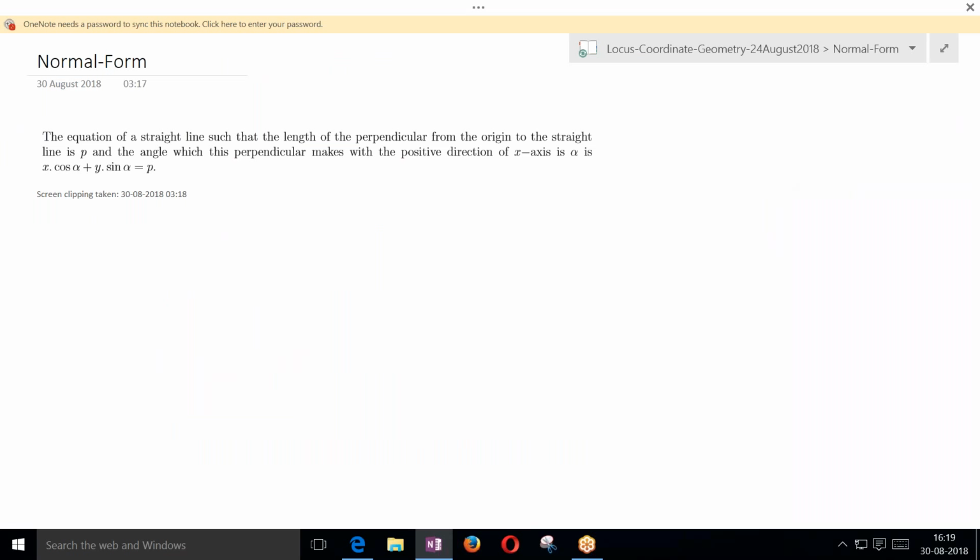Normal form means, as you read through the statement, the equation of a straight line such that the length of the perpendicular from the origin to the straight line is P, and the angle which this perpendicular makes with the positive direction of x-axis is alpha. The equation of the straight line is x cos alpha plus y sin alpha equal to P. Let's see how we can visualize this situation.